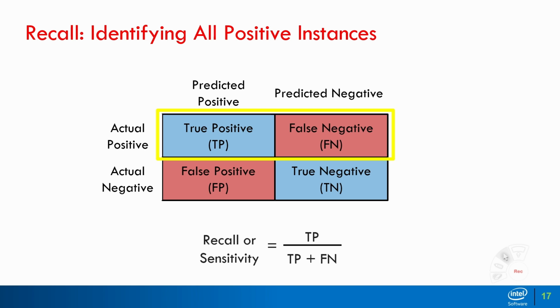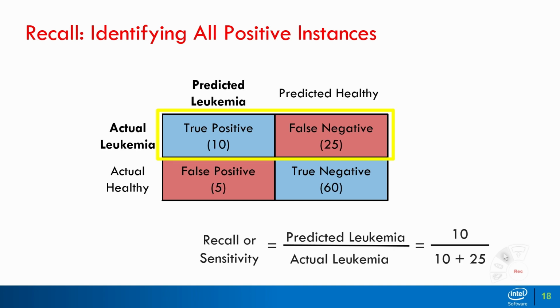Recall, or sensitivity in other words, measures the percentage of the actual positive data correctly predicted. It is defined as the ratio of true positive to true positive plus false negative. Suppose the number of actual leukemia data is 35, 10 plus 25, and the number of correctly predicted leukemia is 10. Then the recall is 10 over 35.